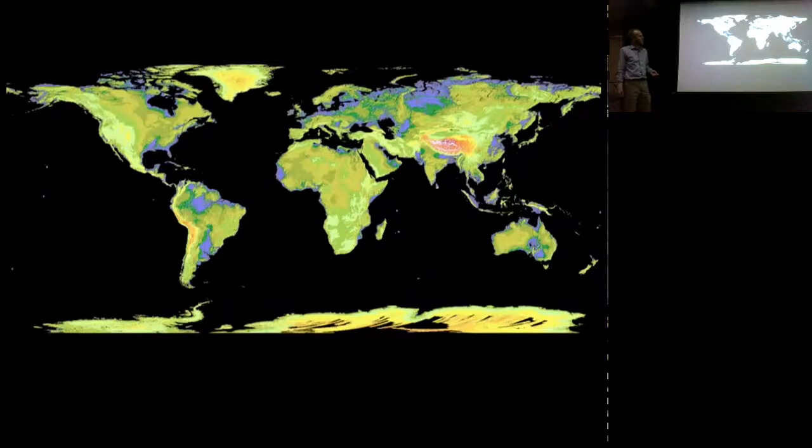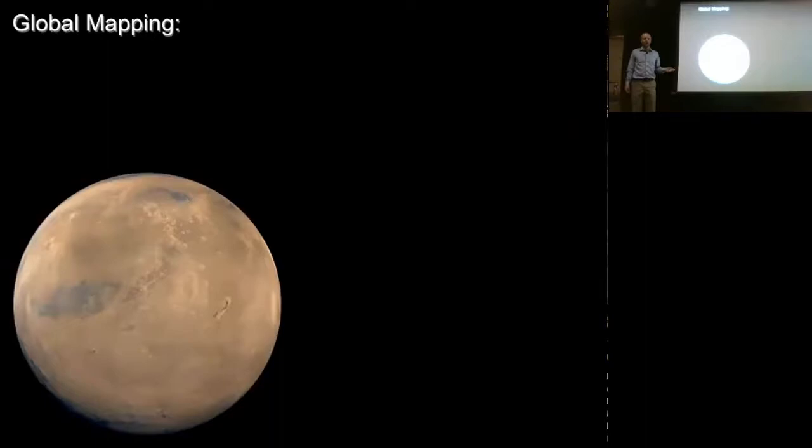Now to understand the challenges of global mapping, we're actually going to go somewhere else. Who knows what this is? What is it? Moon. Close, very close. Second guess. Farther away than the moon. This is where people want to go one day. Matt Damon was here in the movie. Mars, yes. So this is Mars.